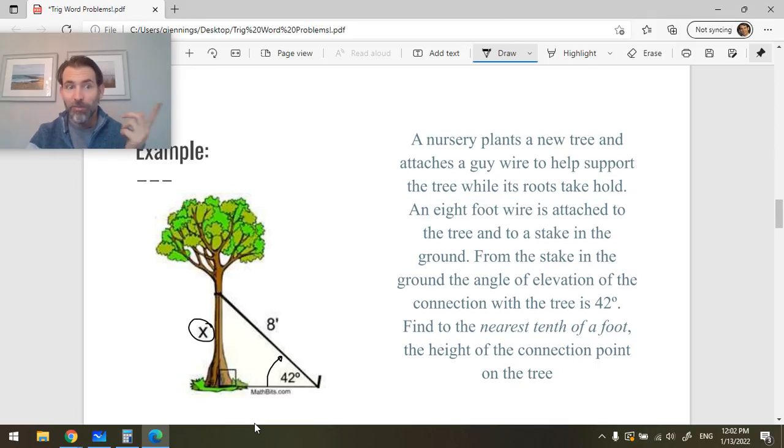So now what trigonometric ratio will I use here to solve for x? I wish I had a button I could push and it just plays Jeopardy music. Sine, cosine, or tangent? Shout it out.